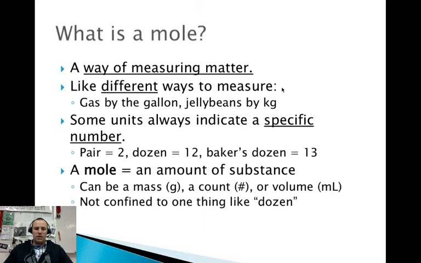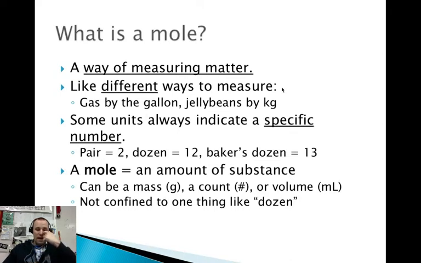But you can see on here that a mole can be a mass, so it can be an amount of grams of something. So if I said, how much is a mole of that? You might say it's 250 grams. Or I might say, how much is a mole of that? And you would count. It's 6.02 times 10 to the 23rd of that thing. Or it could be a volume, liters or milliliters. How much is a mole of that? It's 22.4 liters. Okay, so it's not confined to just a number. It can be a mass, it can be counting, it could be volume.